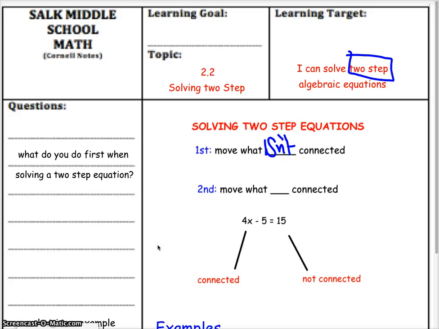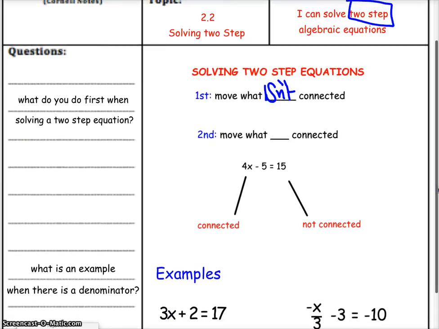You move what's not sticking to the variable first. Make sure everybody is writing these in their notes. Every single person is writing this in their notes. And then the last thing you do is move what is connected.